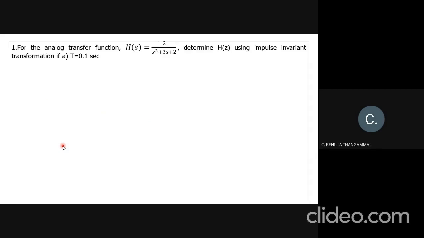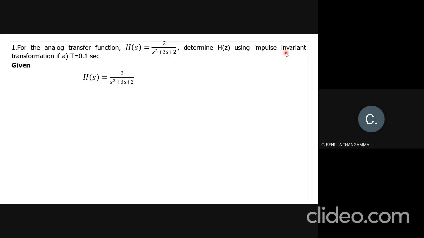First problem: for the analog transfer function H of S equal to 2 divided by S square plus 3S plus 2, determine H of Z using impulse invariant transformation for T equal to 0.1 second. After reading this problem statement, you have to get two things: your H of S and what technique they ask you to convert. Here, it is the impulse invariant technique. So immediately take your calculator and put it in radian mode, compound mode. Take your H of S, and before starting, first write what is given in the statement.